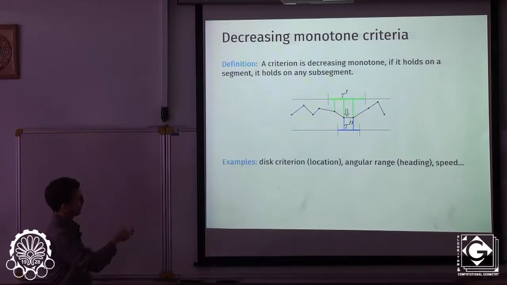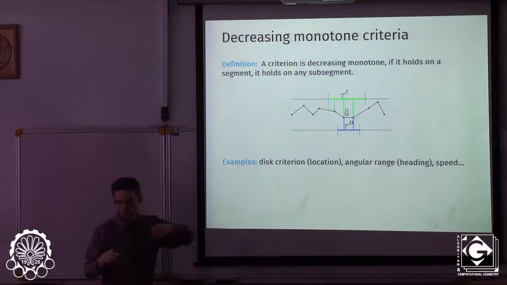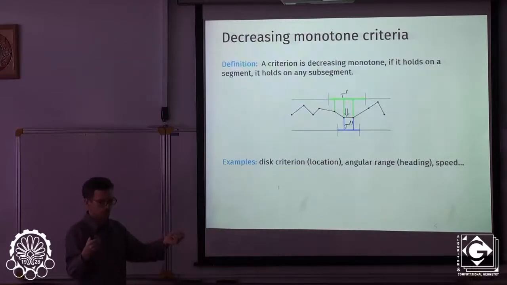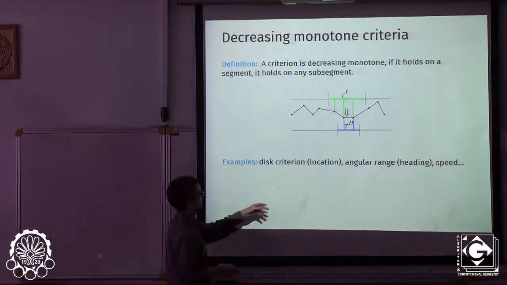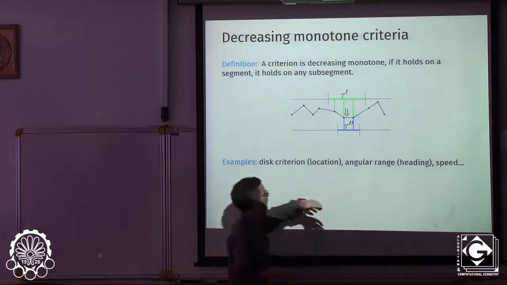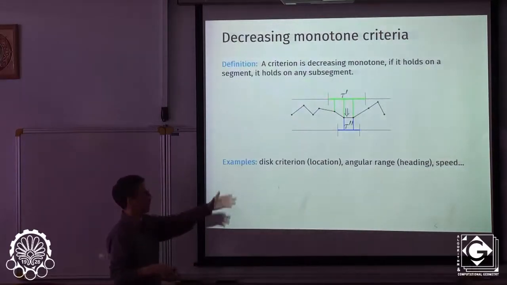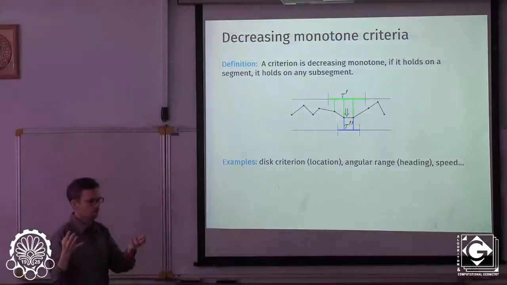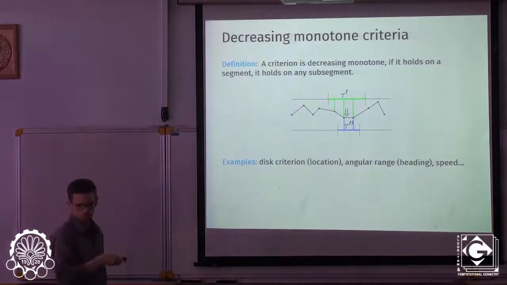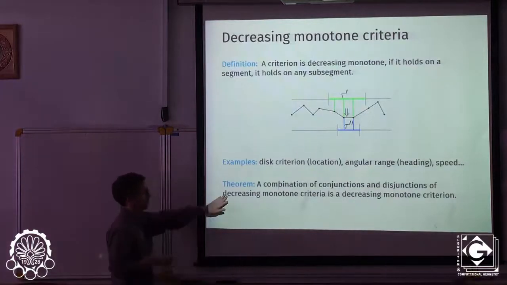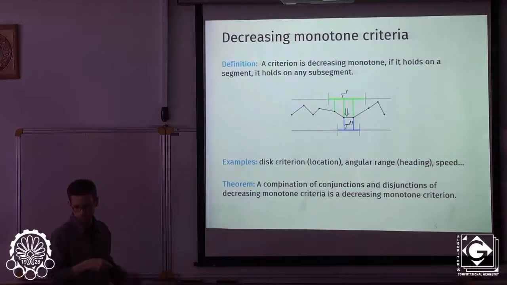And if we have a decreasing monotone criterion, let me first put up one more criterion, and that will be useful for the geese: a disk criterion. So if you think of saying all the points should be in a disk of radius 30 kilometers, then if I make my sub-trajectory shorter, this property will still be true. And also if I start combining these criteria, so if I say the speed should be bounded and it should stay in a disk, or the other example that we already saw, direction and speed should be bounded together. Also, these combinations always have the property that if it's true on a long one, it will be true on a shorter one. So conjunctions and disjunctions of these decreasing monotone criteria are again decreasing monotone.